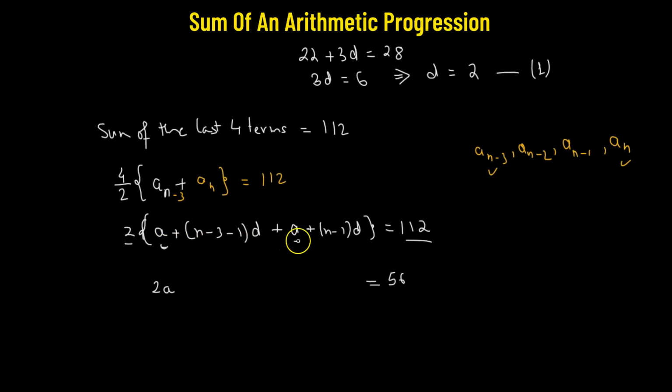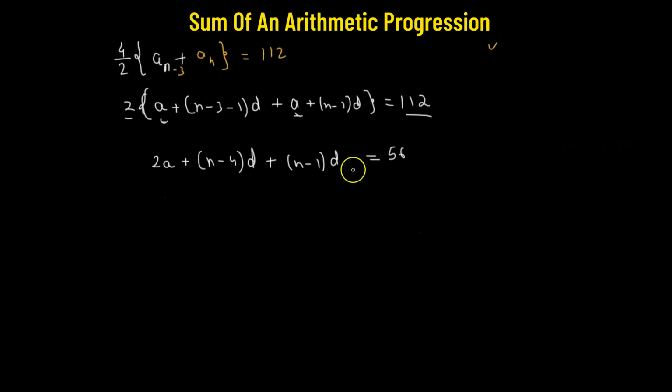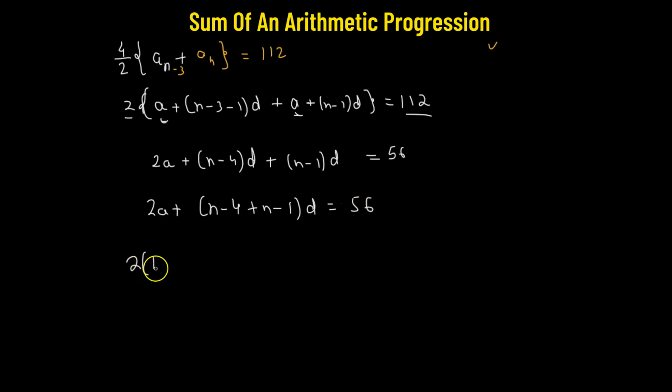On the left hand side, we have a plus a, that's 2a, plus n minus 3 minus 1, so that's n minus 4 times d, plus n minus 1 times d. We're going to use the value d equals 2 as obtained in equation number 1. So we have 2a plus, taking d as the common factor, n minus 4 plus n minus 1 multiplied by d, equals 56. So we have 2a, where a is 11, the first term, plus n plus n, that's 2n, minus 4 minus 1, that's negative 5, times d, where d equals 2. So this equals 56.